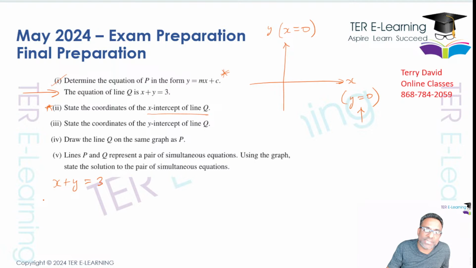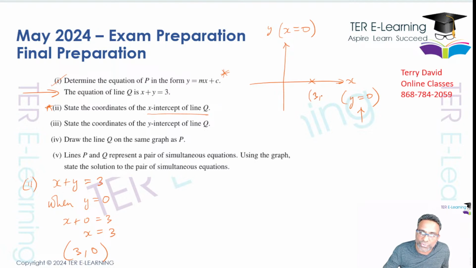So this is part 2. When y equals 0, you're going to get x plus 0 is equal to 3. So therefore x is equal to 3. So this x-intercept here is going to be 3, 0. That's where the graph is going to cut your x-axis at 3, 0. So somewhere here, that's going to be 3, 0.